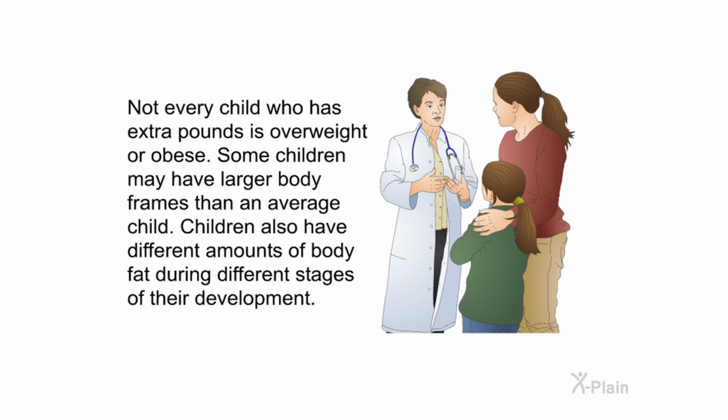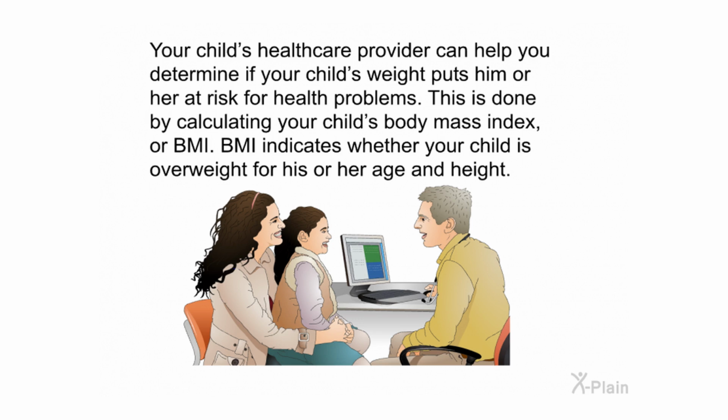Symptoms. Not every child who has extra pounds is overweight or obese. Some children may have larger body frames than an average child. Children also have different amounts of body fat during different stages of their development. Your child's healthcare provider can help you determine if your child's weight puts him or her at risk for health problems. This is done by calculating your child's body mass index, or BMI. BMI indicates whether your child is overweight for his or her age and height.